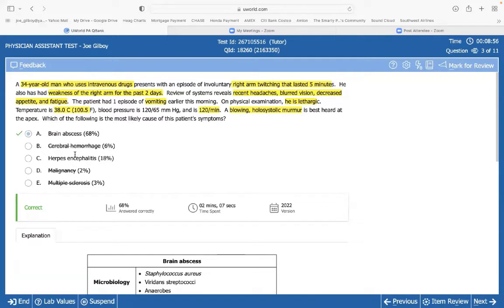Guys, look how many people chose herpes. Can you please show me in your cell where it says anything that resembles herpes? Just show me. And the answer is, I don't. Exactly. Got it?